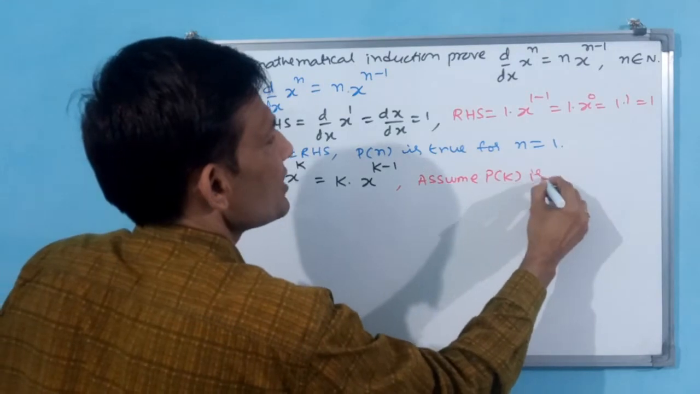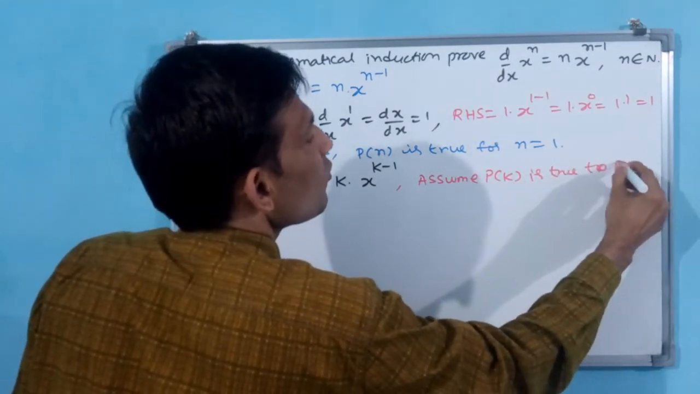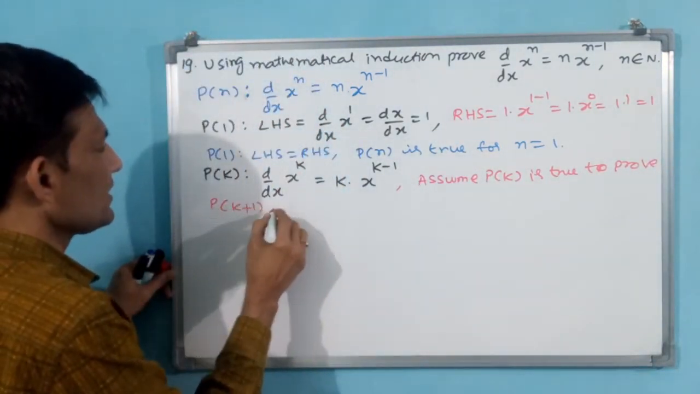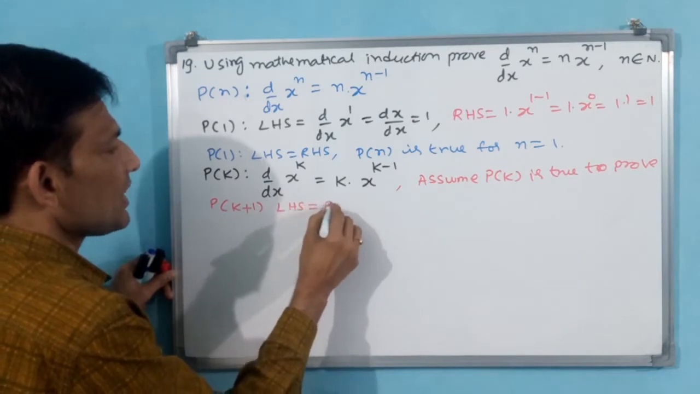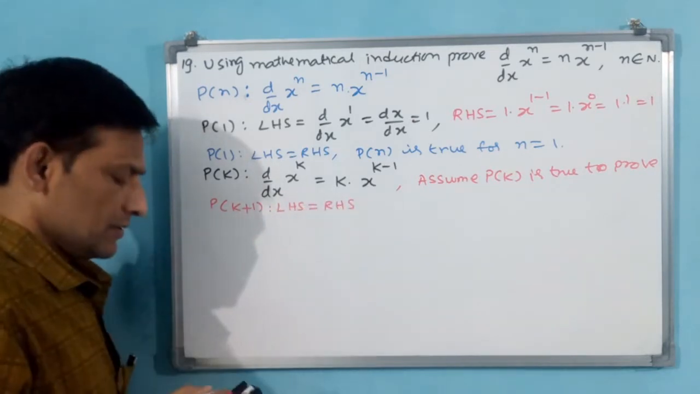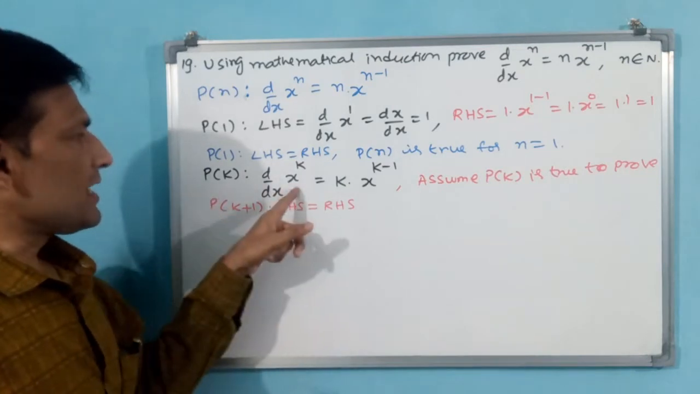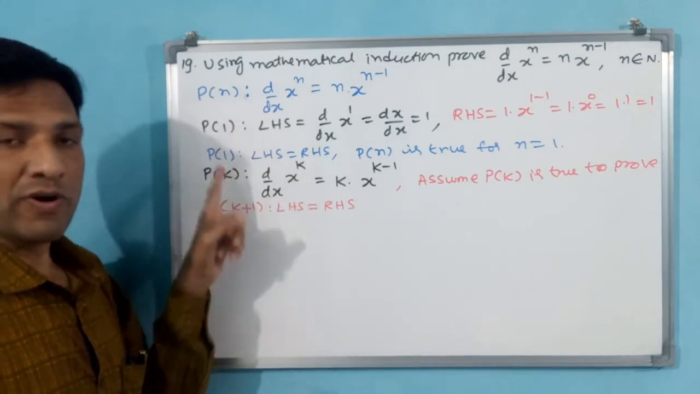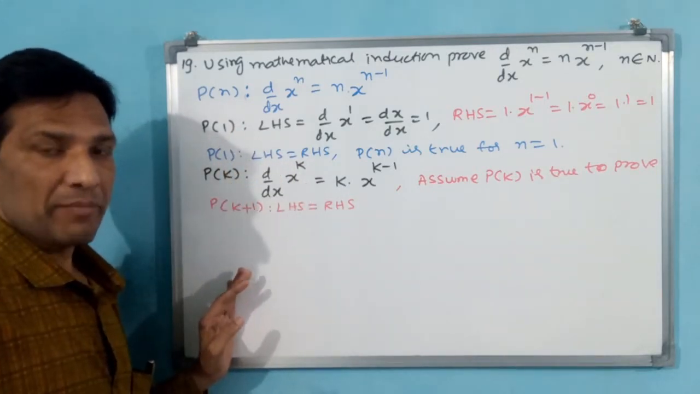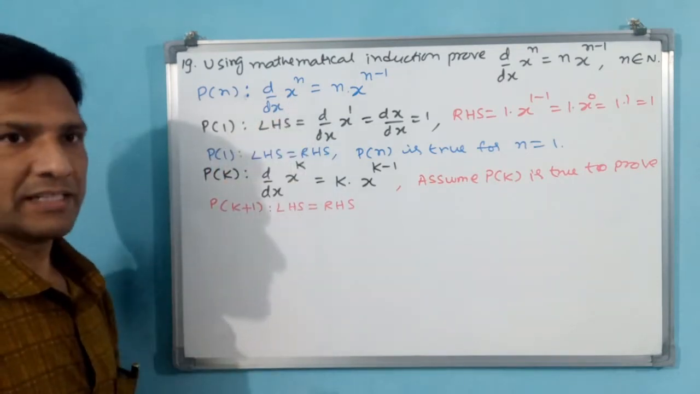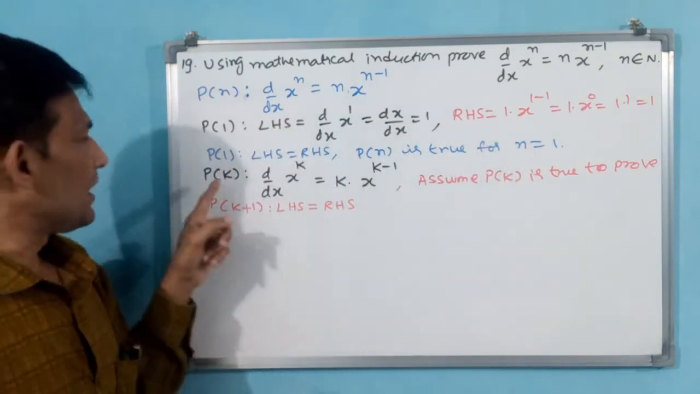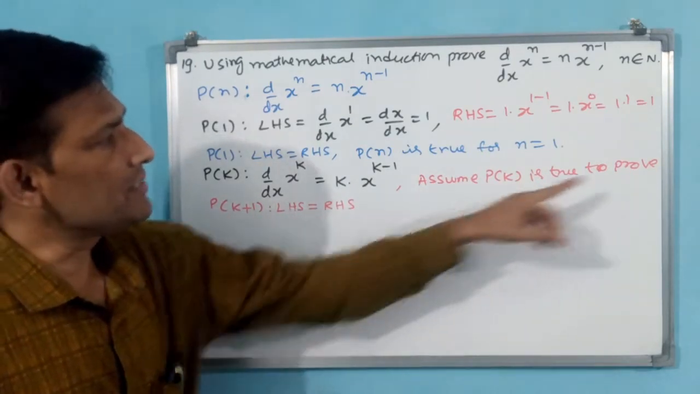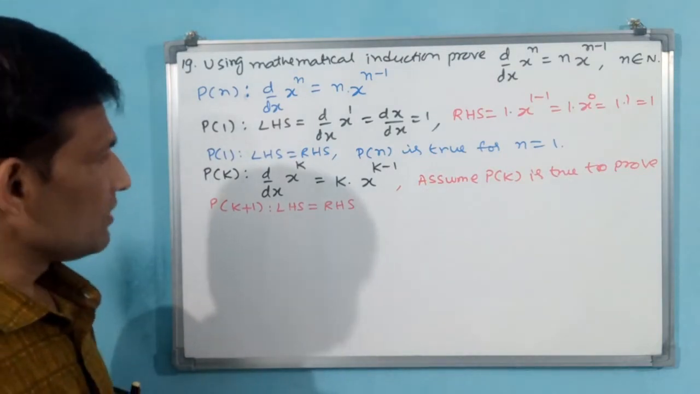Assume P of k is true, to prove P of k plus 1, LHS is equal to RHS. See, P of k, LHS is equal to RHS is true, like you have to assume. One you have to assume, second you have to prove, P of k plus 1. That is the process of mathematical induction. One we have proved, P of 1, and P of k we have assumed true. Now we have to prove P of k plus 1, LHS is equal to RHS. Okay. See what I am writing.